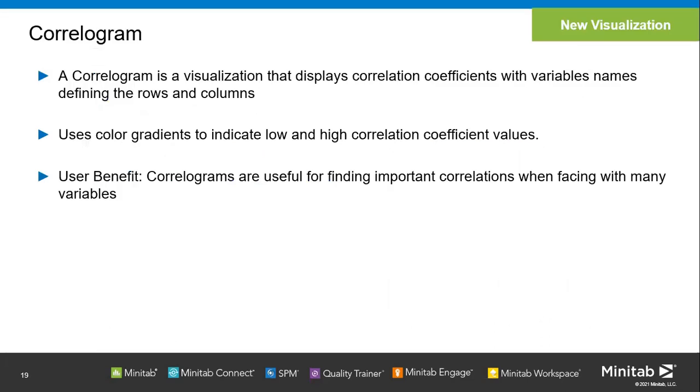Okay, so we go for another tool. We call it the parallelogram, but this is available only in the new update, 20.2. A parallelogram is a visualization that displays the correlation coefficients, with variable names defining the rows and columns. In the parallelogram, they use a color gradient to indicate low and high correlation between each variable.